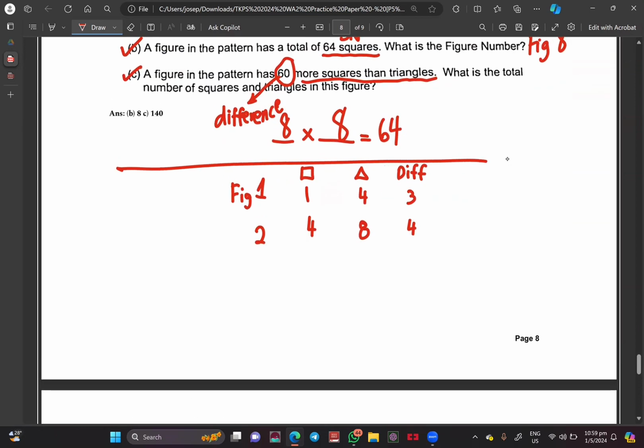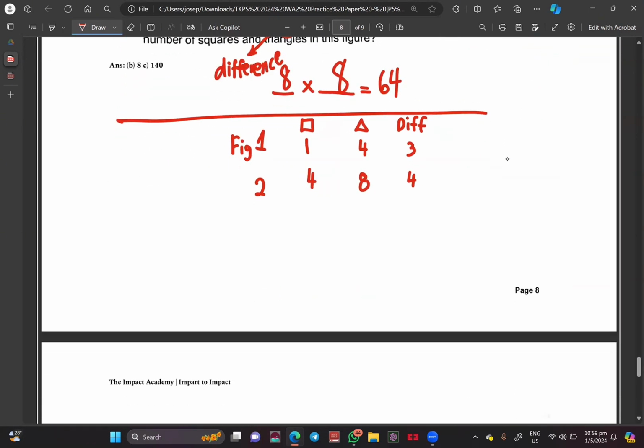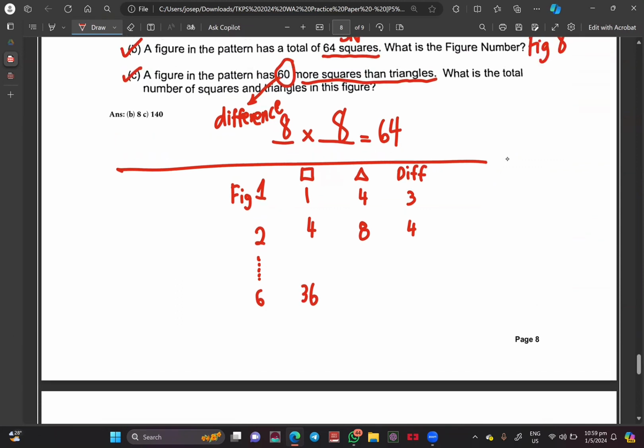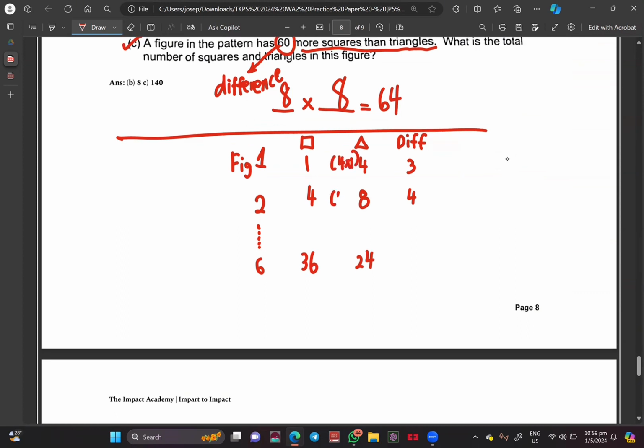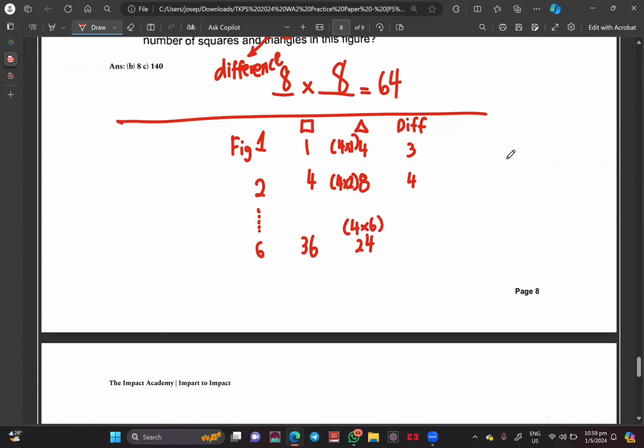What I'm going to do is jump all the way to figure number 6, and we know that there are 36 squares. Well, for triangles, there are 24, right? Why is that so? As you can see over here, this is just 4 times 1. This is 4 times 2, and so forth. So for this it has to be 4 times 6. Is the difference 36 minus 24? Does that get me to 60? No. So I'm just going to jump again.